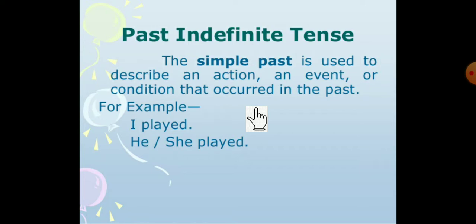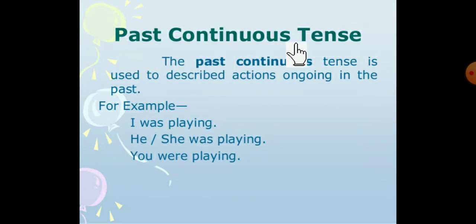What is the formula of the past tense? Subject plus V2, the verb's second form. So here is an example: I played. Here, subject plus what? Yes, the verb's second form, not the base verb. We use the base verb for simple present tense, so here the second form of the verb is used for past tense. One more example: he or she played. These are examples of the simple past tense.